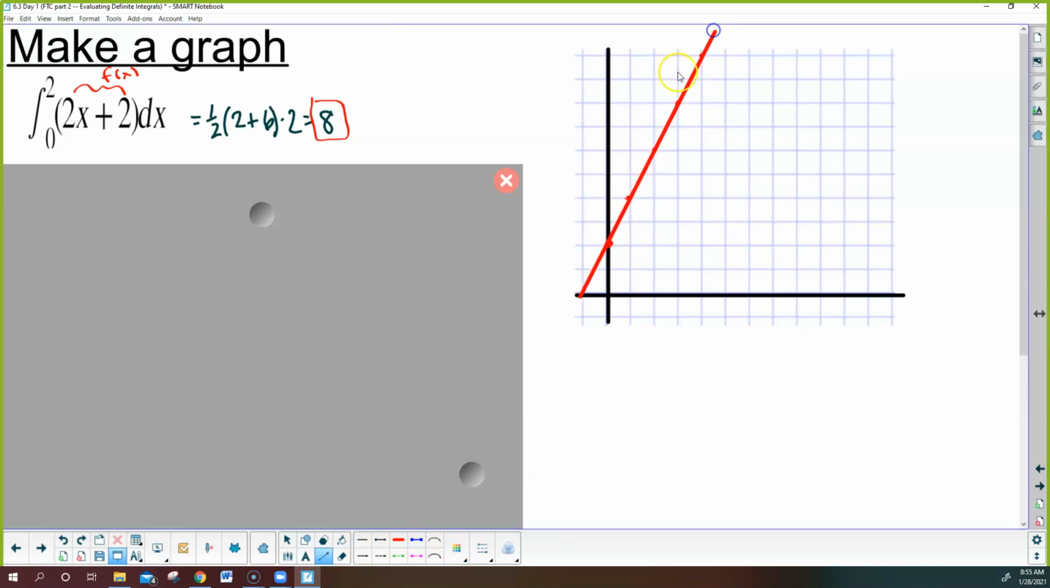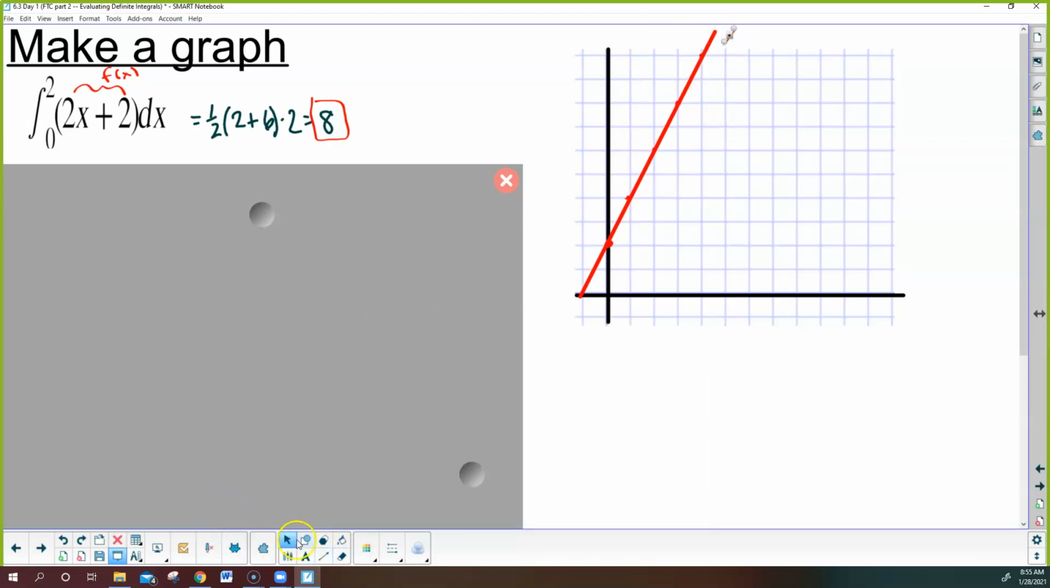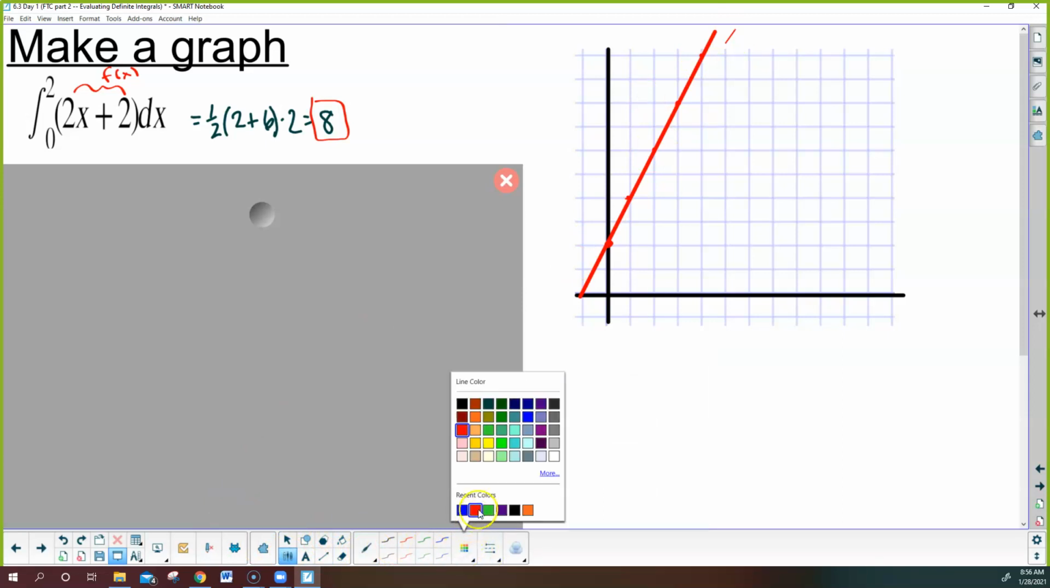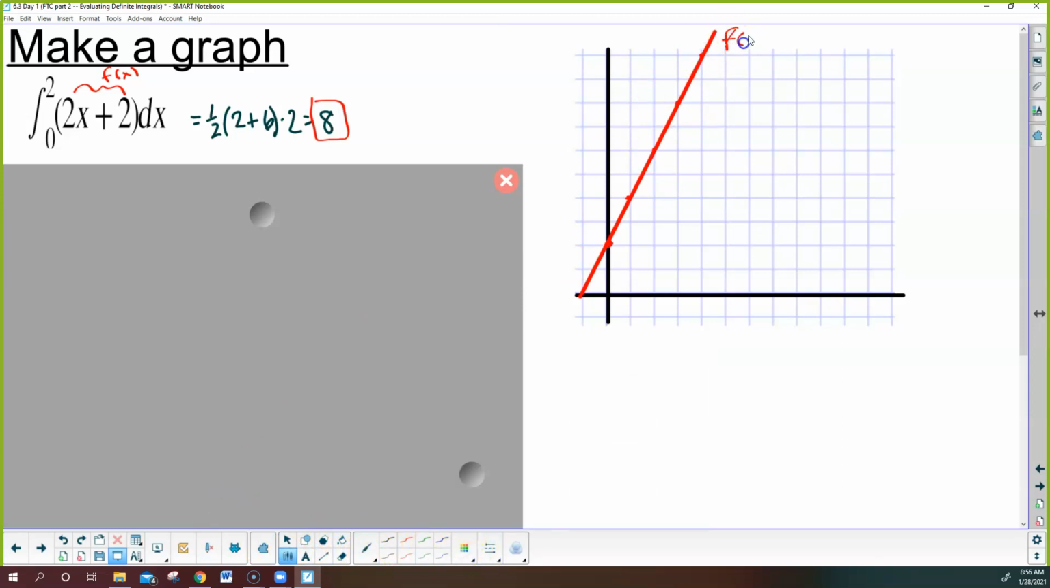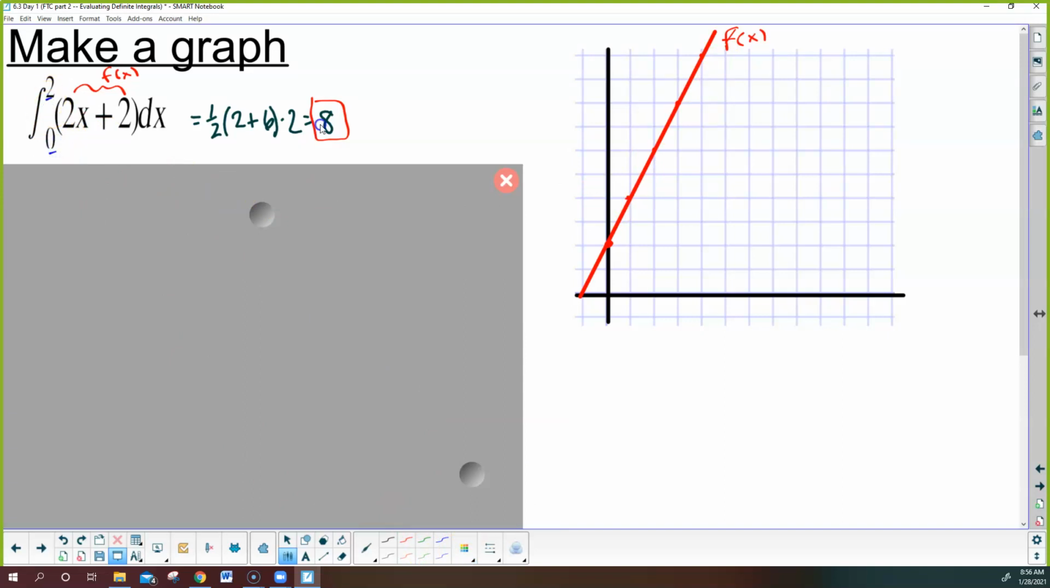So there's my function. And it is always important to kind of label it f of x. Okay. Now, what if I asked you to find the area from 0 to 2? Okay. Here's 0, and here's 2. What kind of shape do I have? Got a trapezoid.